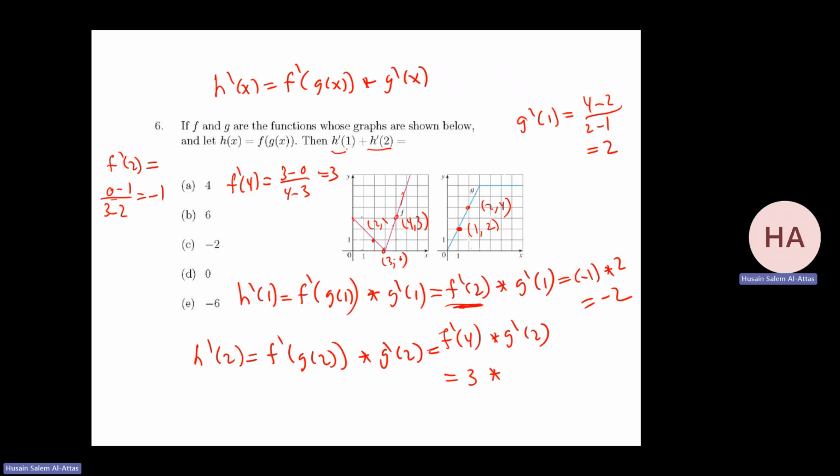What is g prime at 2? For g prime at 2, I have the same line, so it will be the same value. So g prime at 2 will be equal to g prime at 1, which is 2. So this is 3 times 2, that would be 6. So this one is minus 2 plus 6, which is 4. That would be the answer.